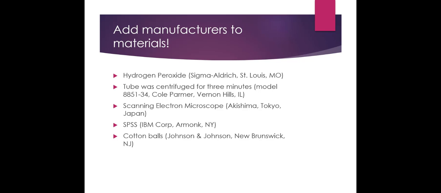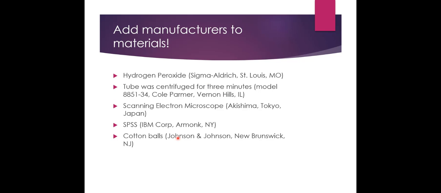So for materials and methods, this is extremely important. You want to put down whatever you used, either hydrogen peroxide or the centrifuge, the equipment you used, or whatever else, and you're going to put in the manufacturer right after. In this case, you're going to look up who made that chemical. Usually it is a large corporation, Sigma-Aldrich, Johnson & Johnson, really common.